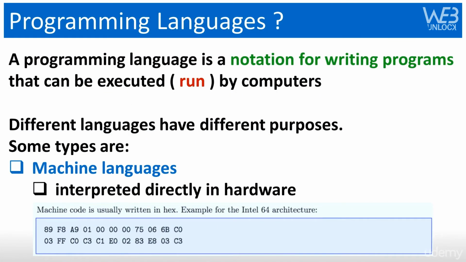So what is a programming language? A programming language is a notation for writing programs that can be executed or run by computers. Different languages have different purposes. Some types are like machine languages. These are interpreted directly in the hardware. So the machine language is the lowest level. It's like the exact code that the computer or device will execute. As an example here, we have the machine code for an Intel 64 architecture machine language. As you can see, it's just a series of bytes that are understood by the CPU, can be decoded and executed by the CPU.